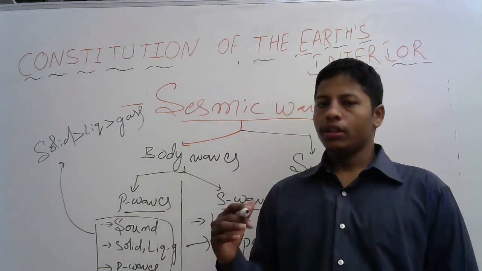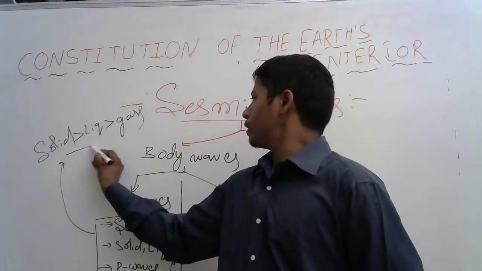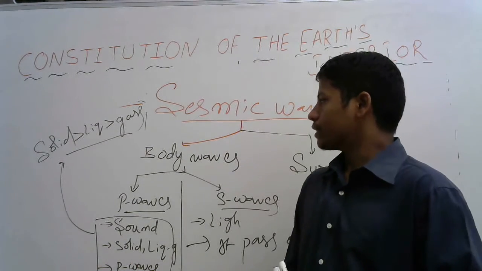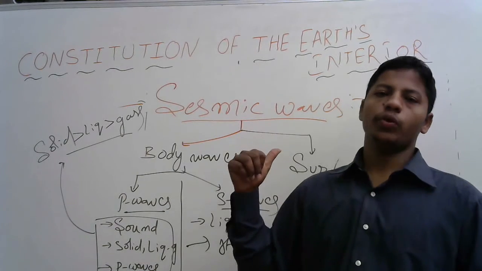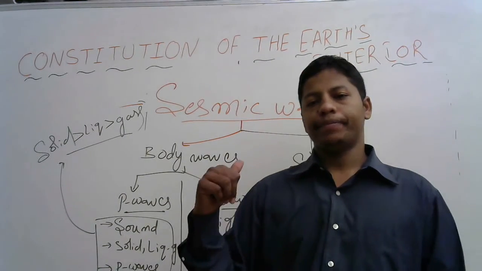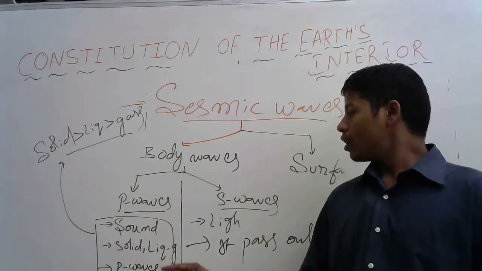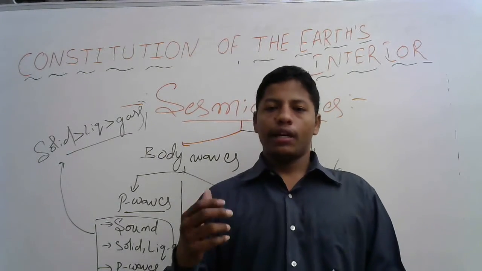We will discuss later how to use P waves and S waves. Okay, these are the basic characters. P waves move through both solid and liquid. S waves move only through solid, but the velocity changes from solid to liquid medium. And P waves have higher velocity compared to S waves.